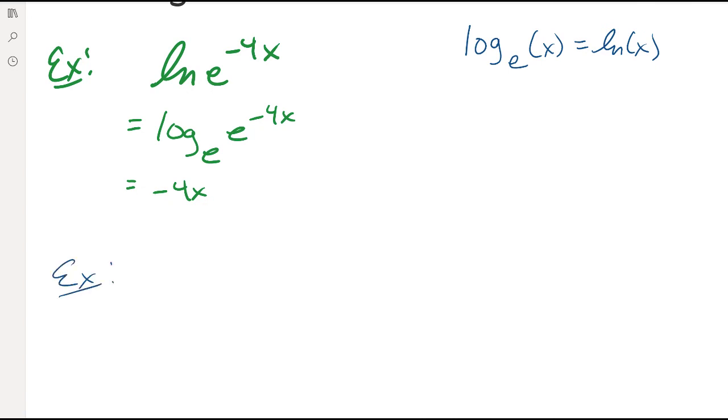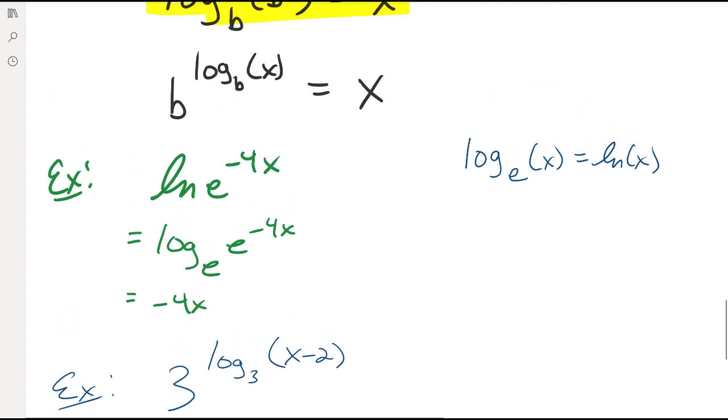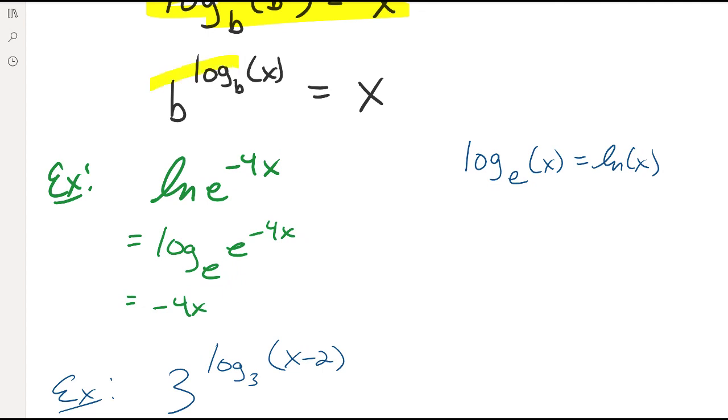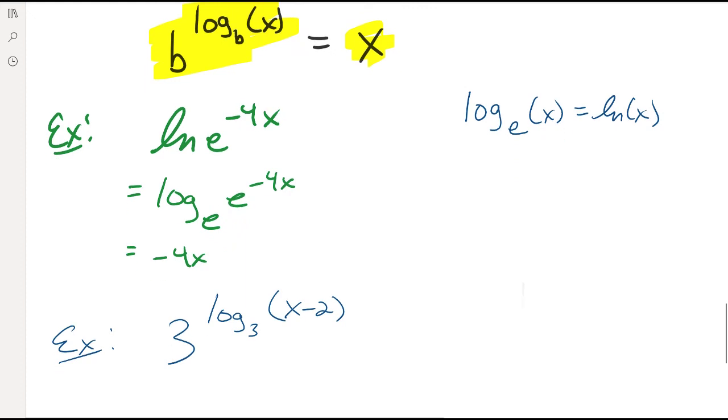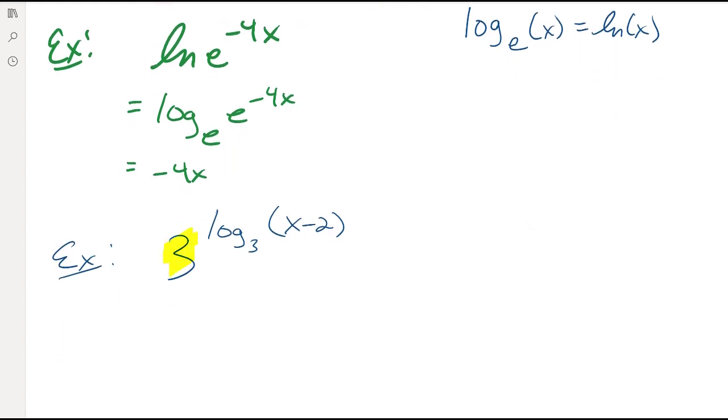Last example for this video is, what if we have 3 raised to the log base 3 of x minus 2? Same thing. We're exploiting this property. When the base of our exponential is the same as the base of the log, it's going to equal just the argument of the log. So since the base of the exponential is 3 and the base of the log is 3, this is going to equal just the thing in parentheses, just the argument, which is x minus 2.